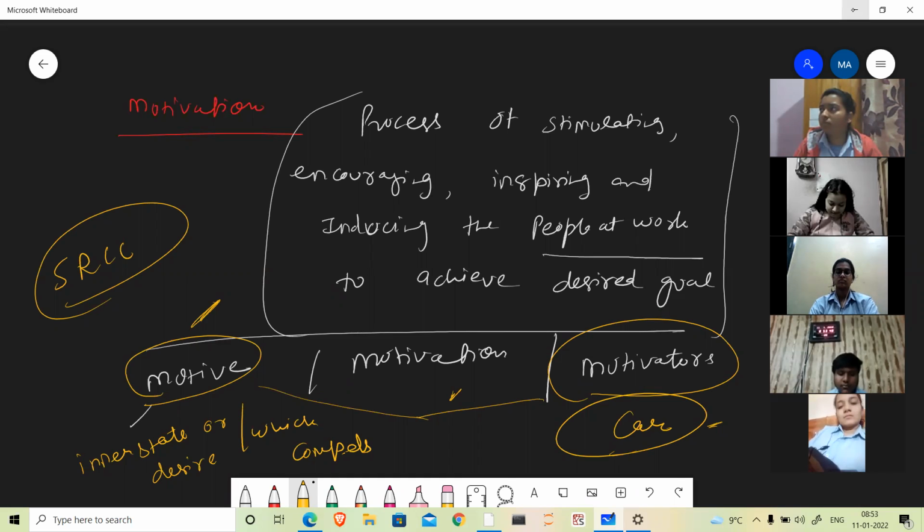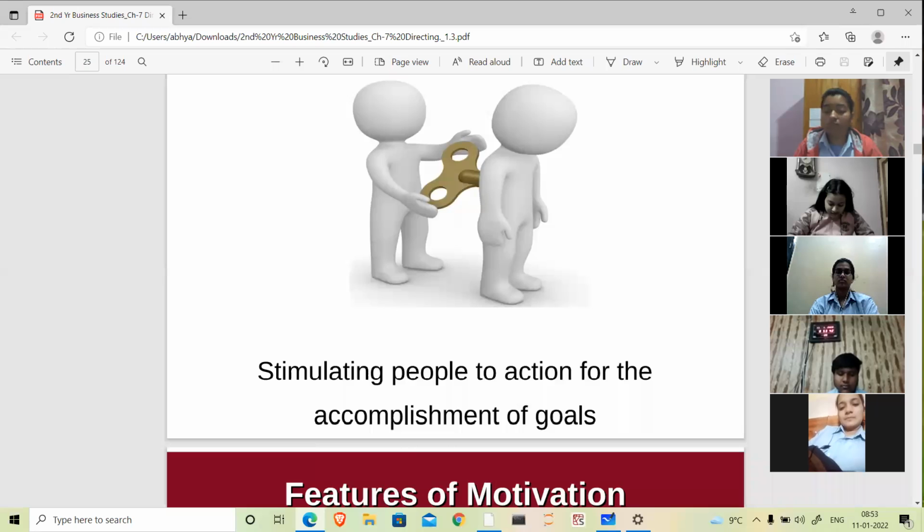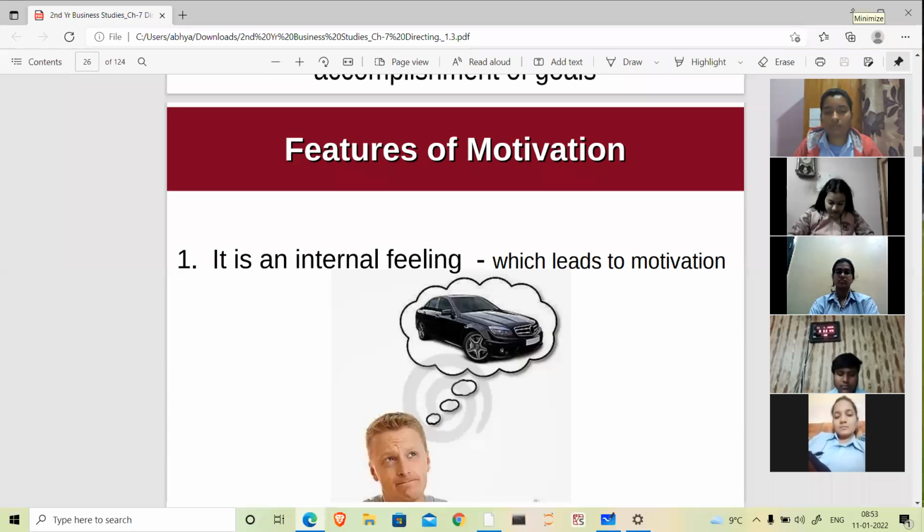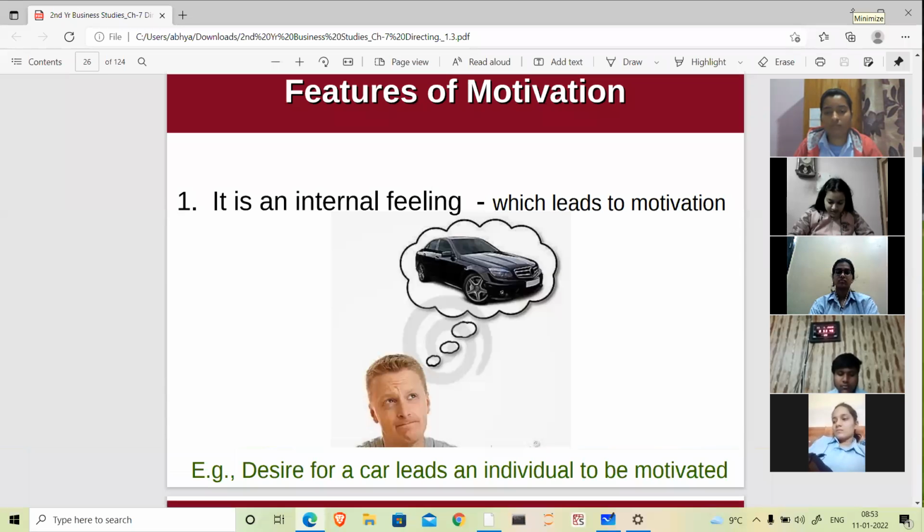Okay, I hope I am clear till here. Then the next is features of motivation. What are the features of motivation? First feature is it is an internal feeling. Internal feeling, I have told you, it is the motive which includes some internal feeling. Internal feeling means it cannot be forced on the employees.